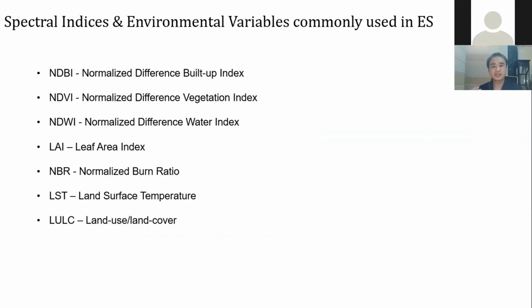And over time, a lot of spectral indices and environmental variables have been developed. And here are some of the most commonly seen in ecosystem survey research: Normalized Difference Built-up, Vegetation, and Water Index, Leaf Area Index, Normalized Burn Ratio, Land Surface Temperature, and land use, land cover. So if you're familiar with some ecosystem survey assessment software like InVEST, it always asks you to have some spectral indices involved in there. And I always see land use, land cover, and depending on what you want to classify, assess, or map, you need to use more spectral indices.